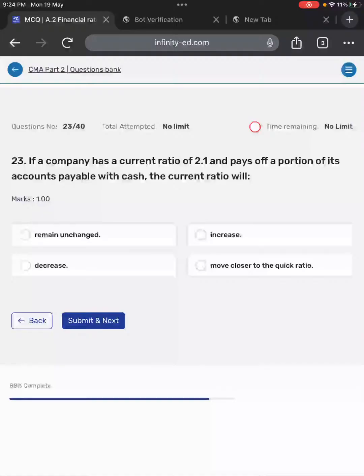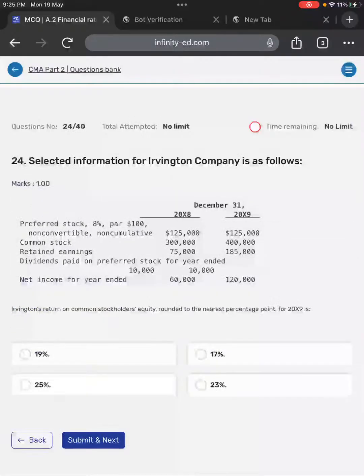In this case, the current ratio is more than 1, so we have to improve it. We are paying the payable with cash. It means payable will reduce and cash will also reduce, but proportionately payable will affect more than total assets. In that case the ratio will improve, meaning increase, right? Option B.